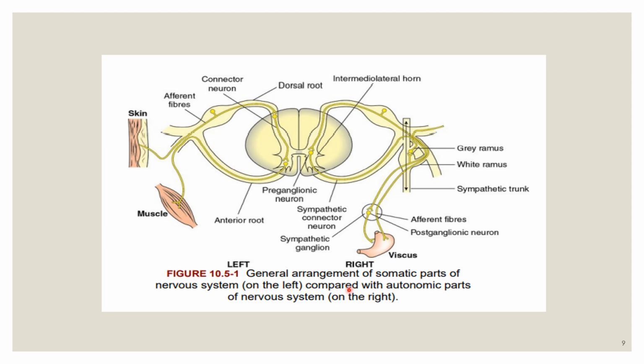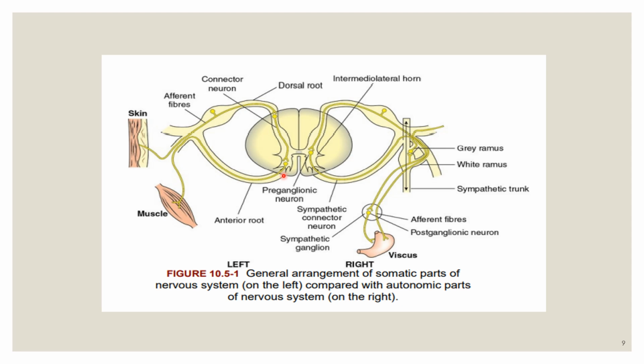It is the general arrangement of somatic parts of the nervous system compared with autonomic parts of the nervous system. So it is the somatic part of the nervous system. From the skin, it is carrying the information through afferent fibers and entering into the dorsal root ganglia. Then it enters through the dorsal rami. Then it is synapsing with an interneuron or connector neuron.